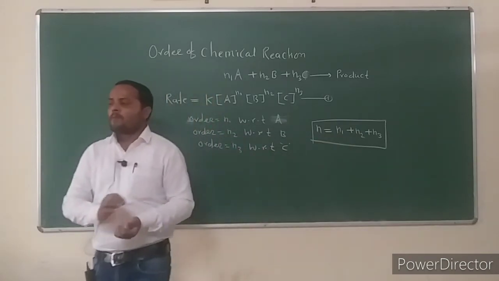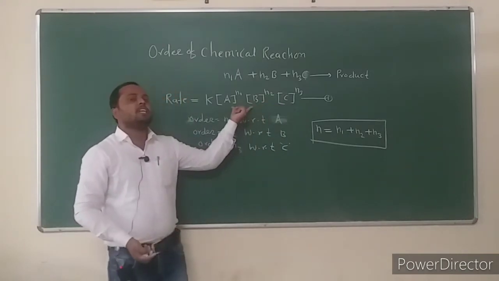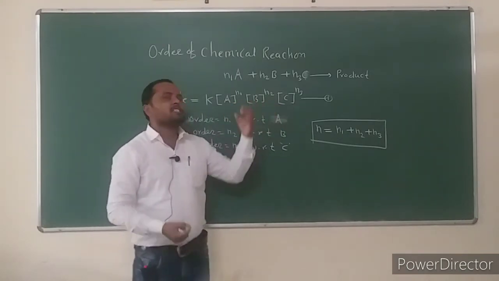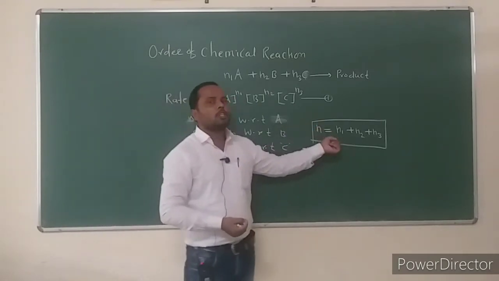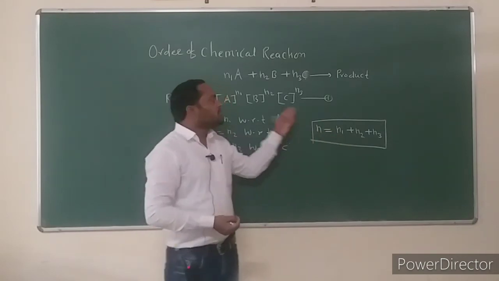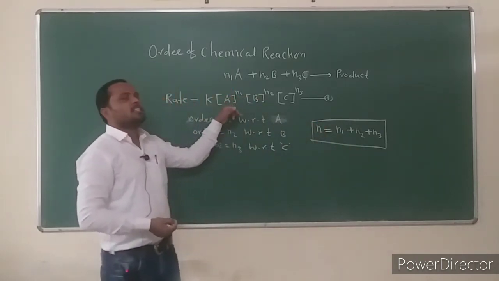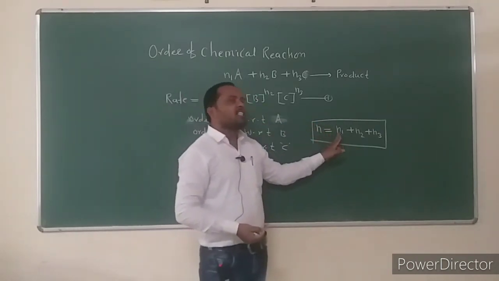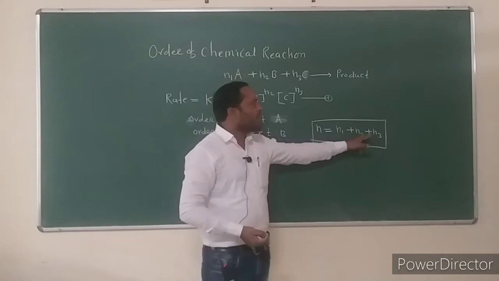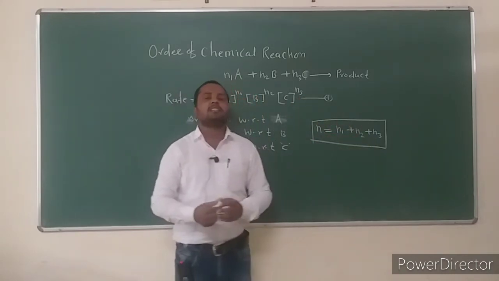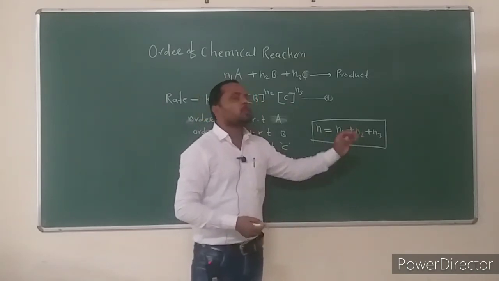It is the sum of the powers of concentration of the reactants involved in the rate equation. A, B, C are the reactants involved in the rate equation. Then the overall order of a chemical reaction is the sum of the powers of concentration of the reactants involved in the rate equation. Reactant A has power n1, reactant B has power n2, and reactant C has concentration power n3. The overall order of reaction is equal to n1 plus n2 plus n3.